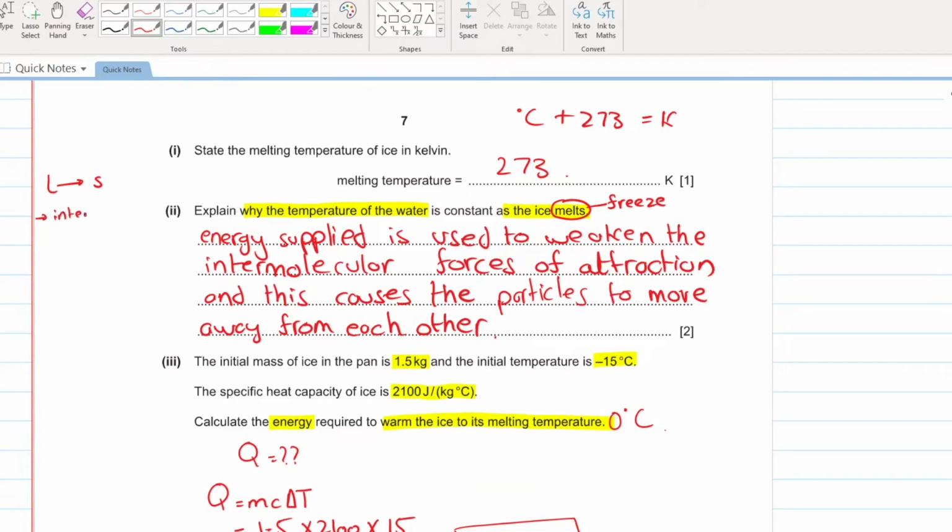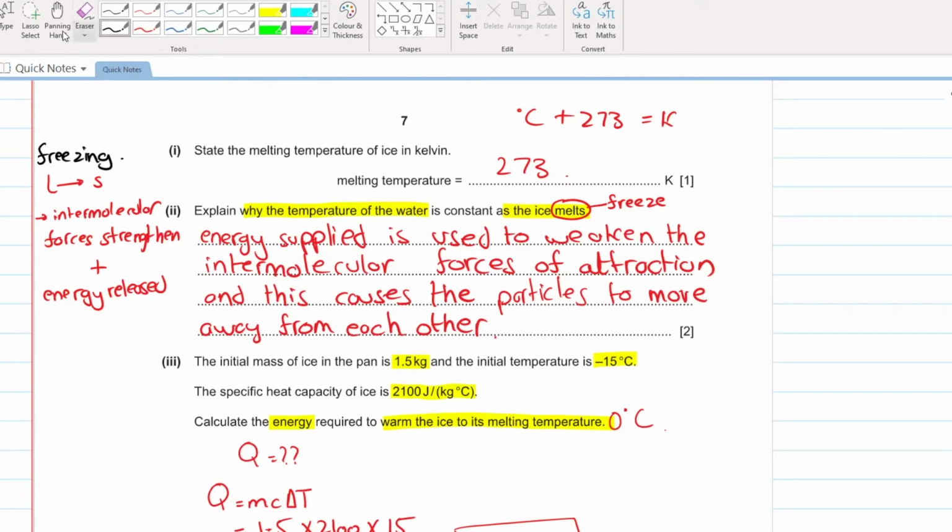Intermolecular bonds are formed, or intermolecular forces strengthen. And what further you will say? You will say energy is released. If you are asked about freezing, beta, this will be for the case of freezing.